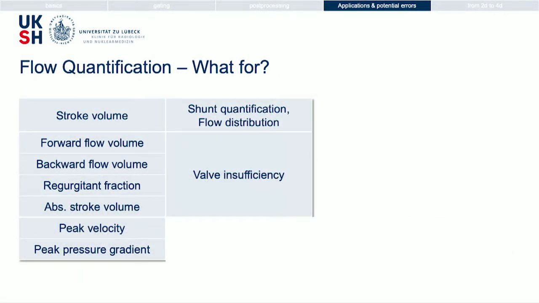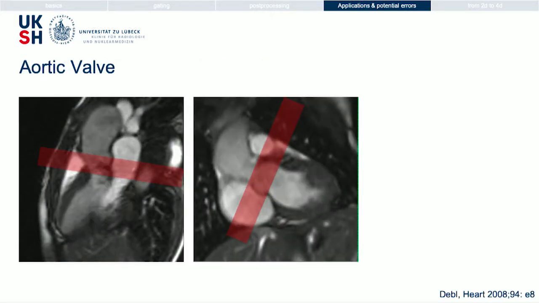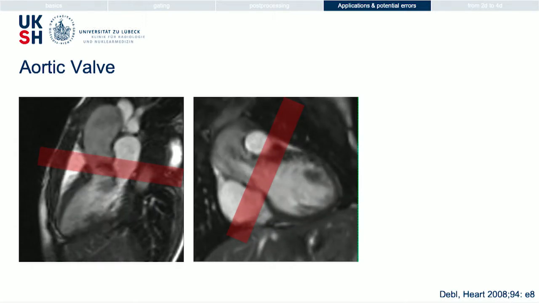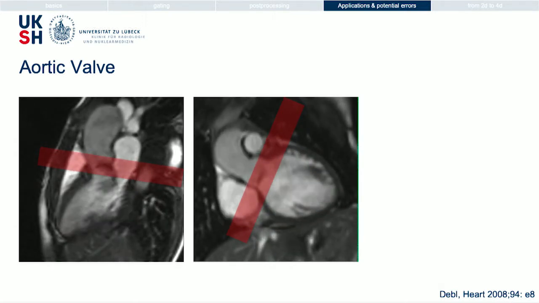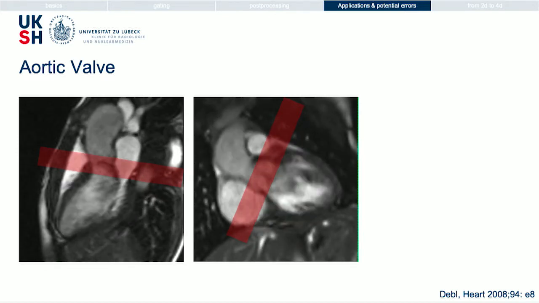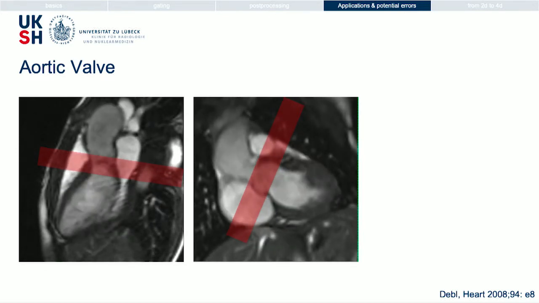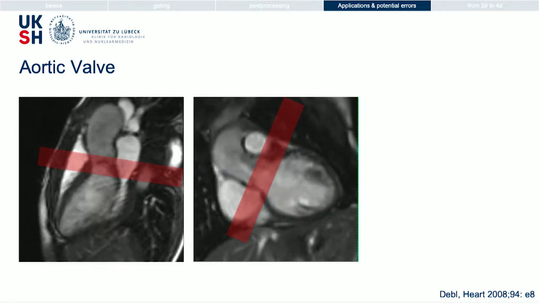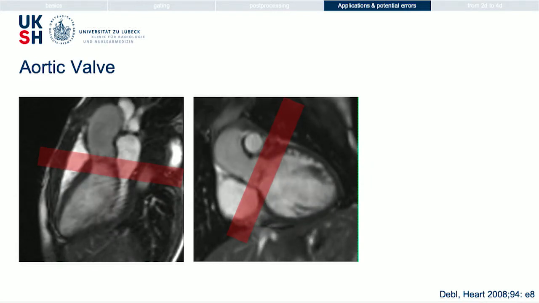So that's what stroke volume is all about. Now we're going to flow volumes, regurgitant volumes and fractions. And this is very important in valve insufficiencies. So here you can see the aortic valve, and in this healthy volunteer it really moves a lot. So for clinical application, if you want to measure the flow in the aortic valve, you need to follow the valve. There are special sequences for that. Unfortunately, we don't have them. So we plan at least 3 stacks over the aortic valve to get the right plane to measure the flow.